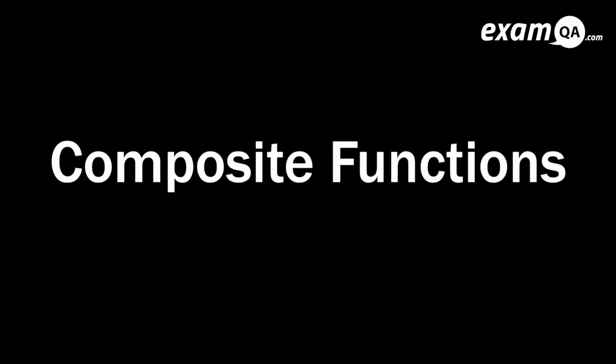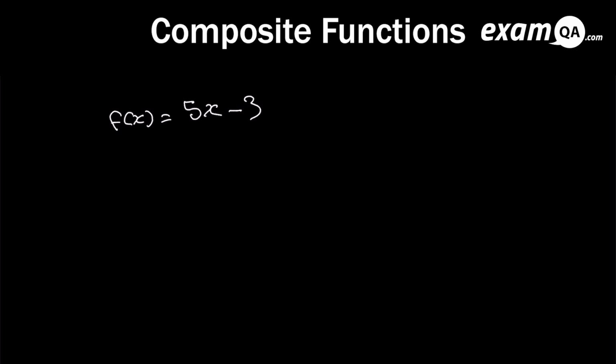In this video, we're going to be looking at composite functions. Now, I'm going to look at some basic things we need to know just before we start looking at composite functions. Here it says f(x) equals 5x minus 3. Now, what does that mean? f(x) just means y, so all this means is y equals 5x minus 3.